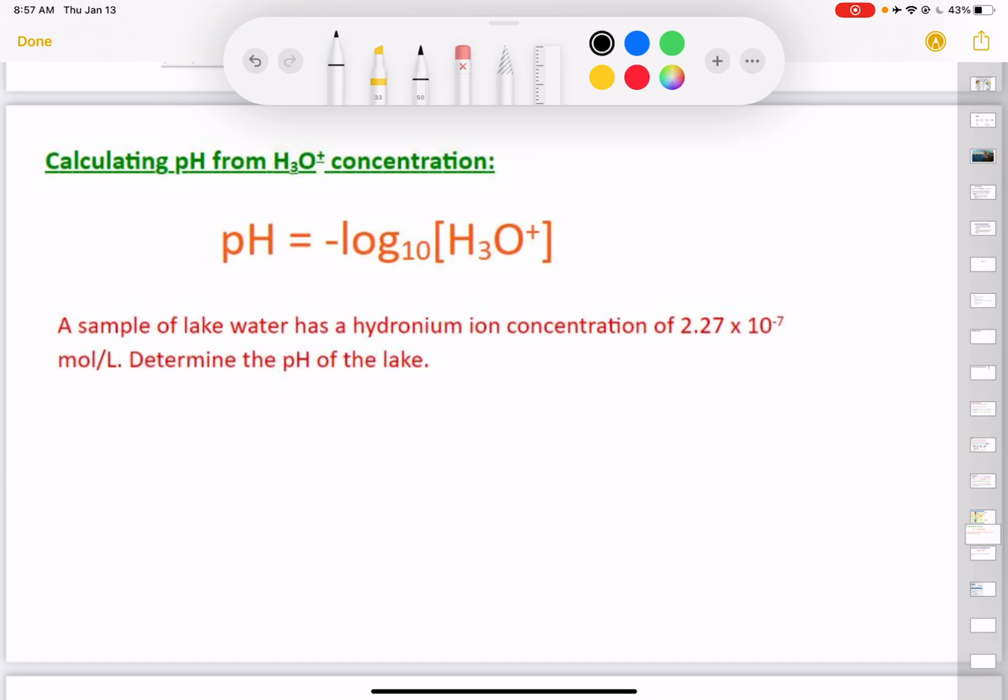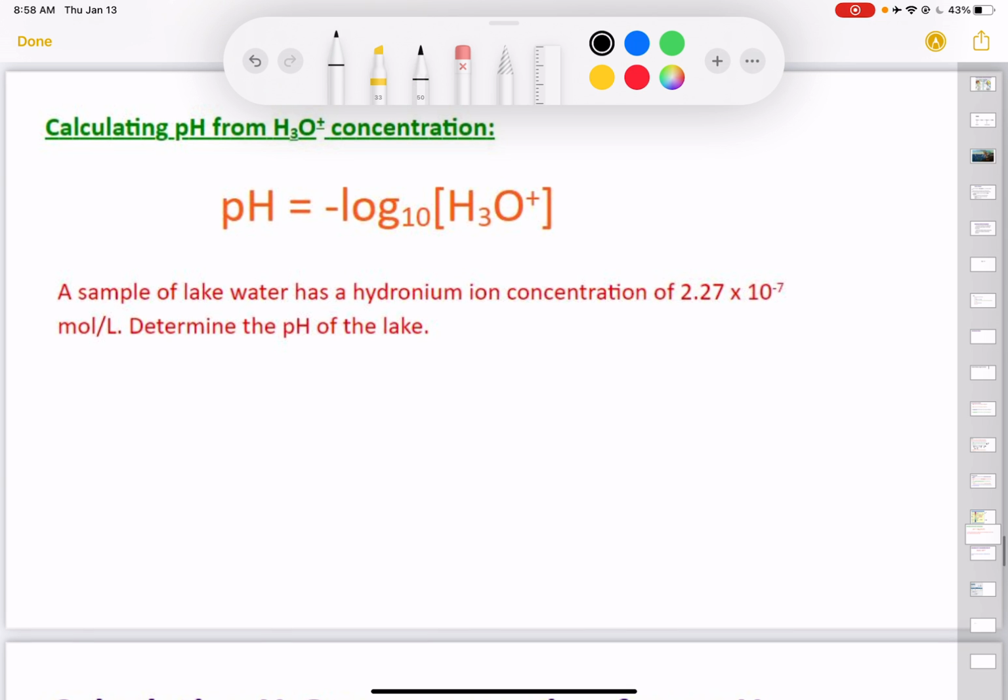And I don't even have a scientific calculator to be able to do this. But I will try as I'm doing this. You guys have them in the class. I just, okay, I'll try this.